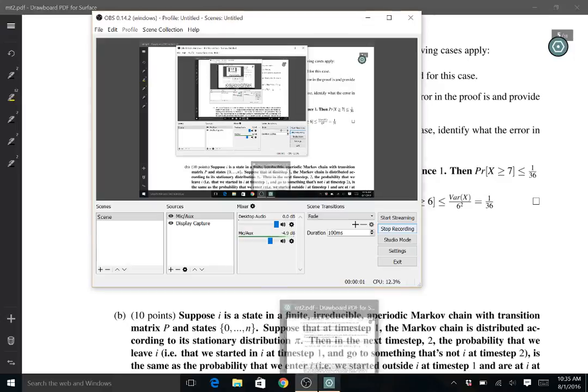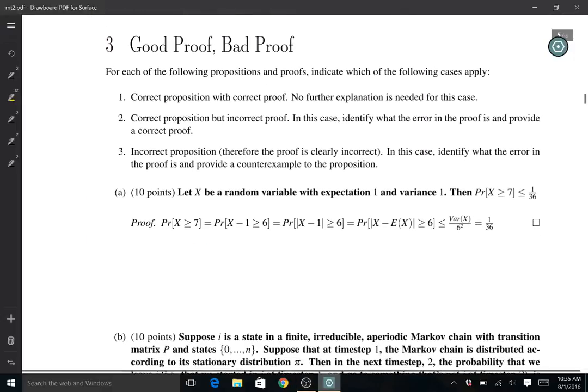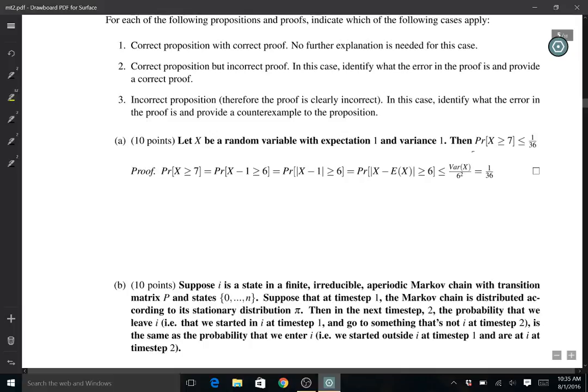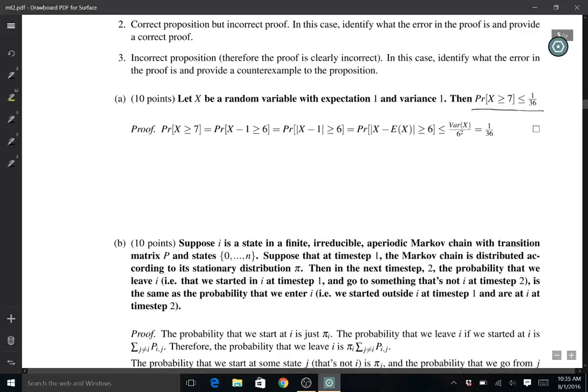Okay, for question 3, part A, let X be a random variable with expectation 1 and variance 1, then this probability is smaller or equal to 1 over 36. The statement is true, but the proof has a minor error here. It shouldn't be equal. Instead, it should be less or equal to. Because for the event absolute value of X minus 1 greater or equal to 6, you can break it into 2 different events.